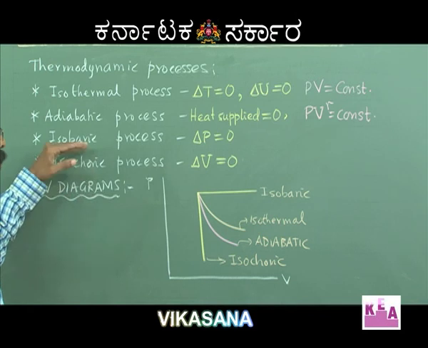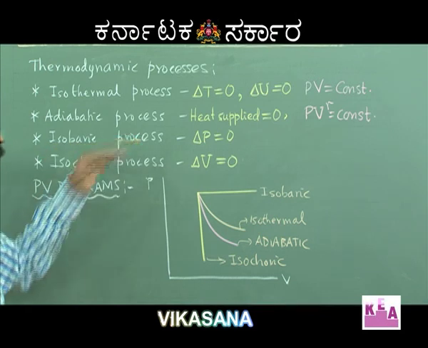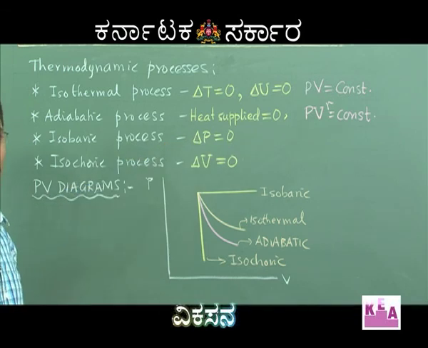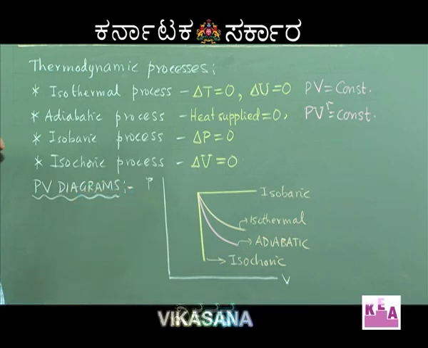An isobaric process is a process which happens at constant pressure, that is, the change in pressure should be 0. For an isobaric process, ΔP = 0. And for an isochoric process, the change in volume is 0, that is, the process happens at constant volume.